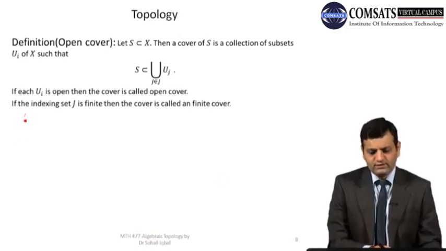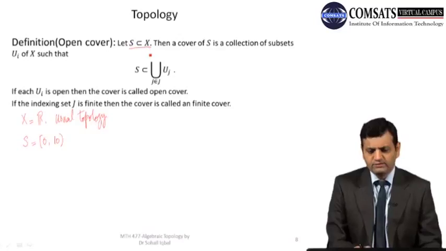So let's once again consider our usual topology, R with the usual topology. Let S be a set, let's say [0, 10). So this is a half open, half closed interval, so it's neither open nor closed in the usual topology. So we took this subset which is neither open nor closed. So what is a cover of S?